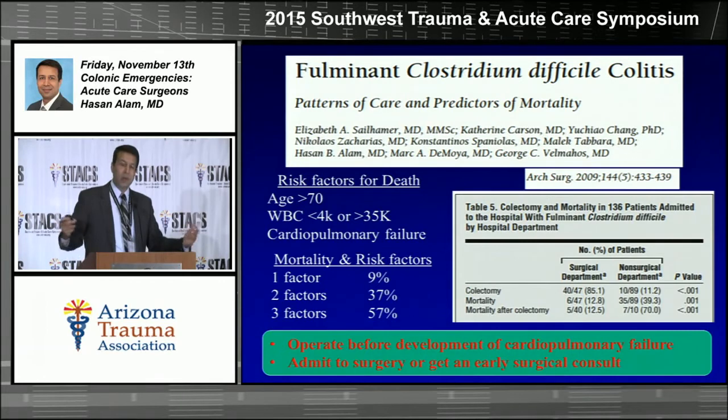And then we went around and talked to our medicine colleagues and said, patients with fulminant C. diff, call the surgical service as soon as the patient gets in, not on day 7 when the patient is dying. And with that simple strategy, the mortality has come down to about 17-18% at Mass General now.